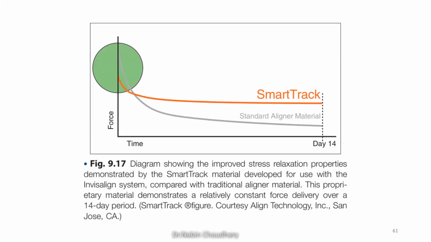And the special material, the SmartTrack material, is generally provided by Align Technology. The special feature of this SmartTrack aligner material is that it provides constant force delivery over a 14-day period when compared to the standard aligner material. That is, it provides a constant force over the 14-day period when compared with the standard aligner material.